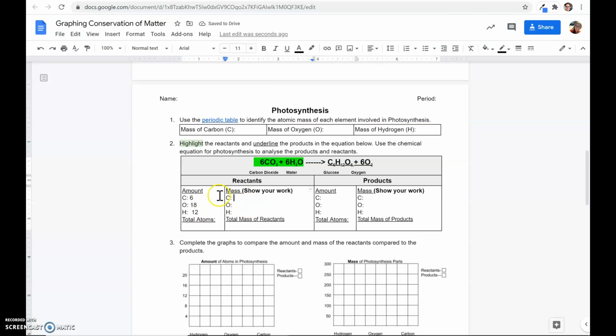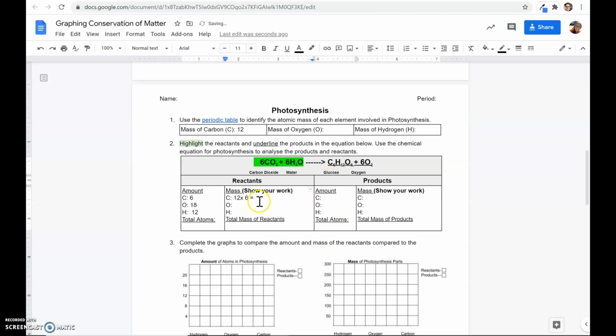Once you're done with that, you're going to come to this column and find the total mass of this whole side. Okay, so you're going to start with just carbons. What is the mass of all of the carbons on this side? How you're going to figure that out is you're going to take the mass of carbon from up here and multiply it by how many carbons you have. Okay, so in this case, our mass of carbon was 12 from the periodic table. So we're going to do 12 times 6 and get our answer there.